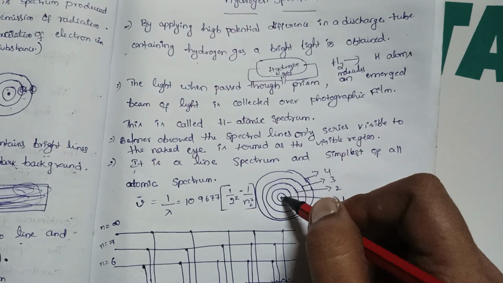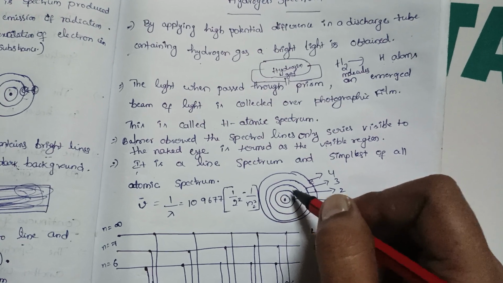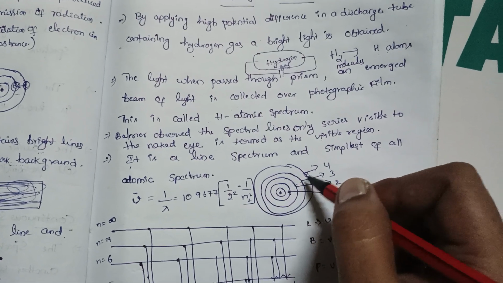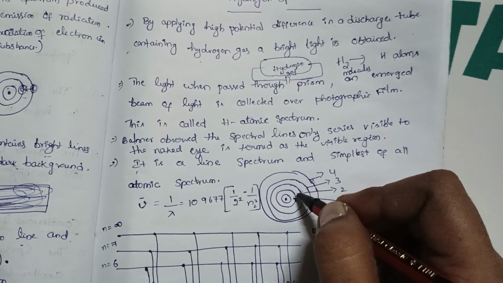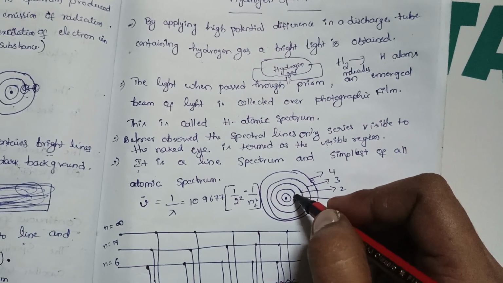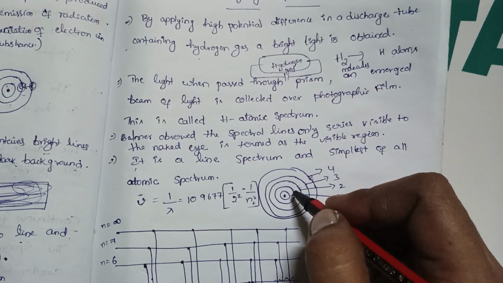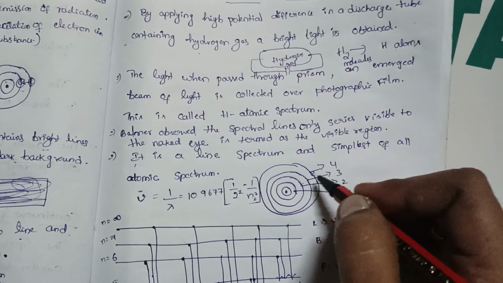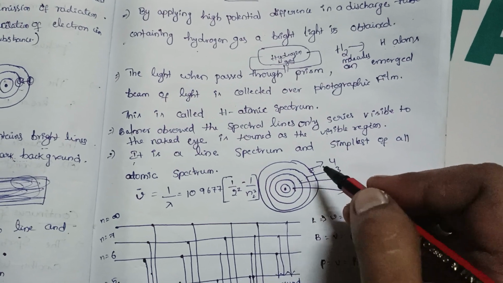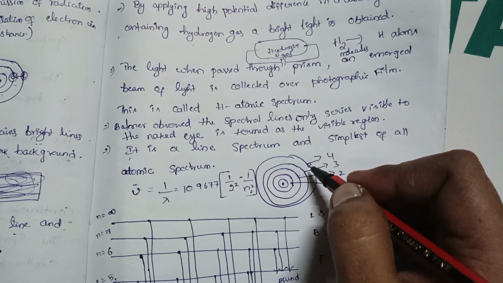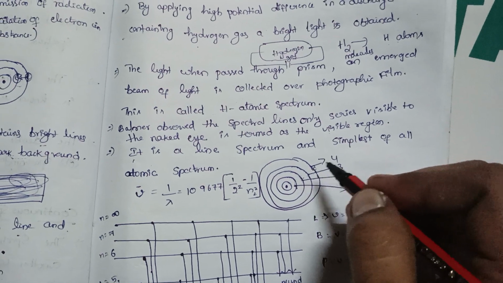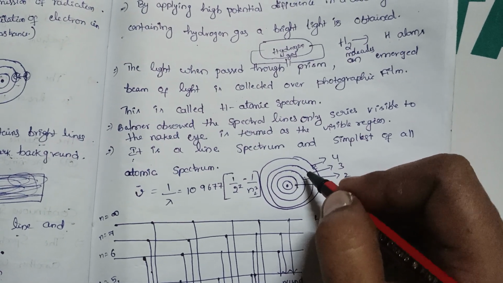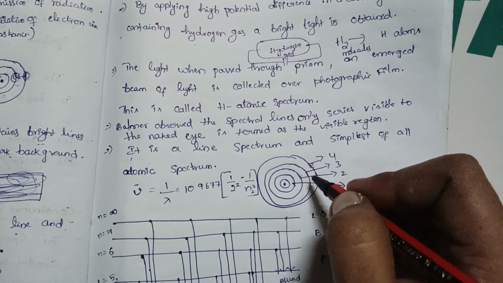If we take a hydrogen atom, this is the nucleus, and these are the shells. Hydrogen has one electron. When the electron jumps from a low energy level to any other high energy level, some energy will be absorbed. The higher energy level is unstable, so it will come back to a lower energy level. Some radiation will be emitted.